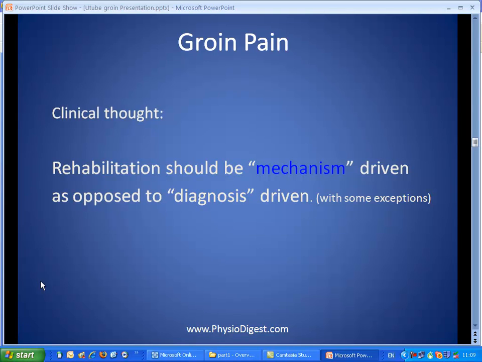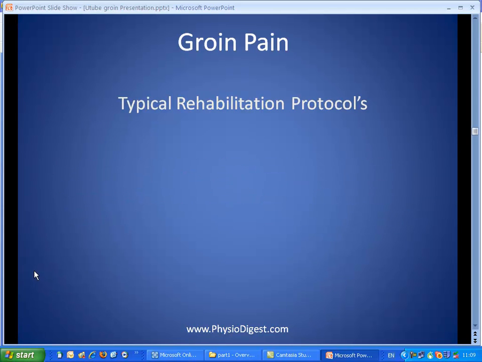But on that basis, the implication then really is that rehabilitation should be mechanism driven as opposed to diagnosis driven. So we need to try to evaluate what the mechanism of breakdown is, rather than being totally preoccupied with actually the structure that has actually failed. The exceptions to this are, of course, if the actual structure that has failed requires some sort of surgical intervention. But if that has been eliminated, then really the onus on us as therapists is to identify the mechanism of breakdown and identify strategies to address those deficits.